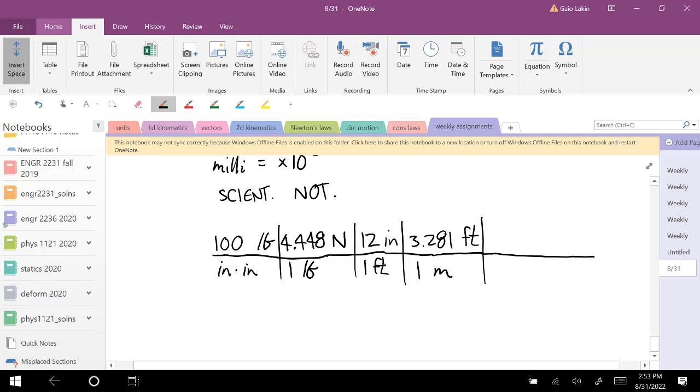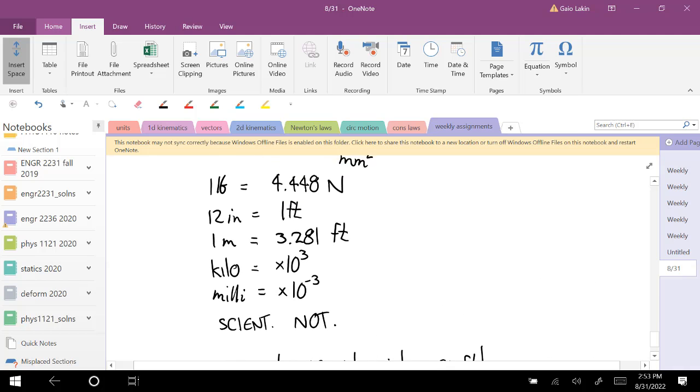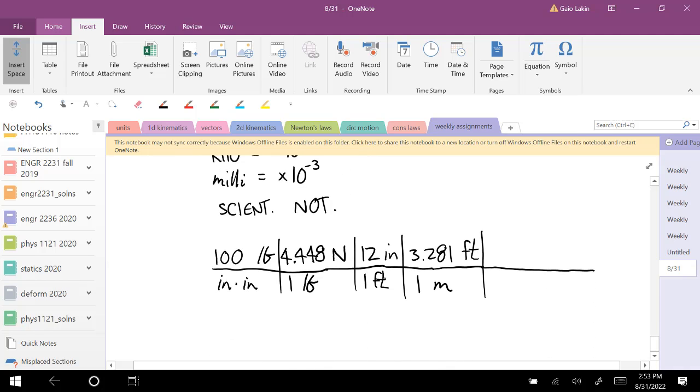And now I'll go meters to millimeters. 1 millimeter is 1 times 10 to the minus third meters, because that's what milli means. So 1 times 10 to the minus third meters is 1 millimeter. So now if we do this cancellation, meters, feet, and we've done one of those 2 inches. So we have to do all that again for the other inch.